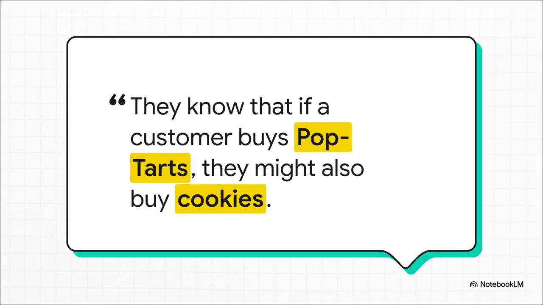What is going on? Now this quote really gets to the heart of how a company like Walmart thinks. They analyze these enormous sets of data to see what people buy together. You know, it's how they figure out that if you buy Pop-Tarts, there's a pretty good chance you might also be looking for cookies. It's all about finding hidden patterns in our shopping habits.